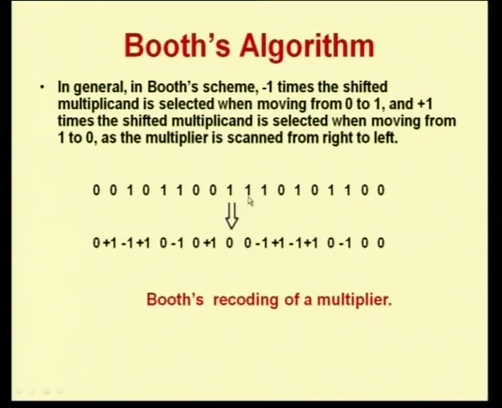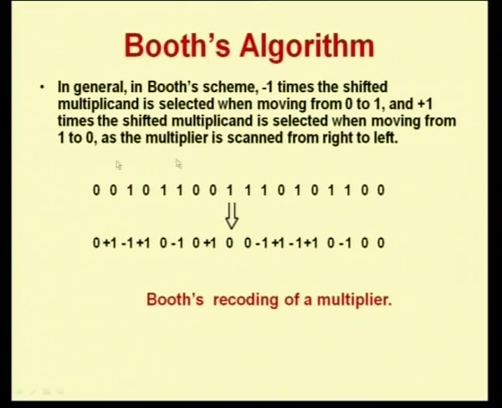1 to 1, it is 0. 1 to 1, it is 0. 1 to 0, if there is a change, again this becomes a plus 1. 0 to 0, no change, so this will be 0. 0 to 1, change, therefore this is minus 1. 1 to 1, no change, so 0. 1 to 0, it will become plus 1. 0 to 1, change, minus 1. 1 to 0, change, plus 1. 0 to 0, no change, 0.